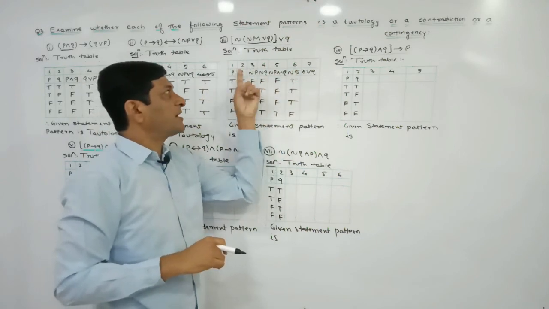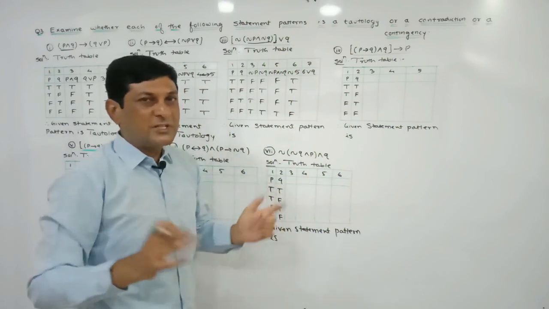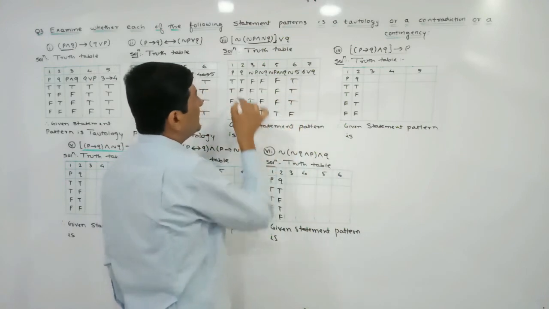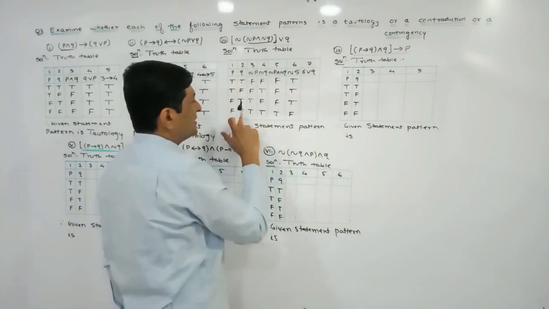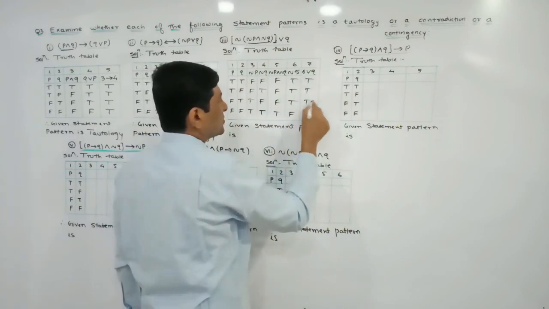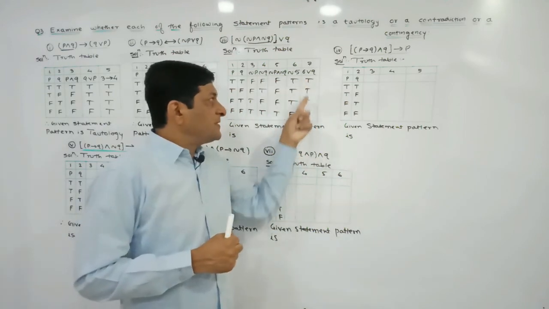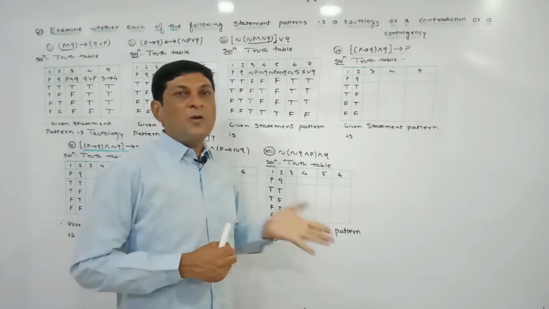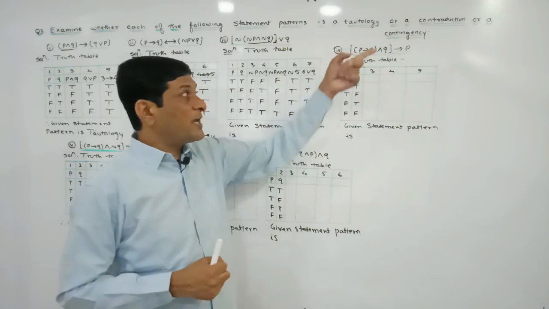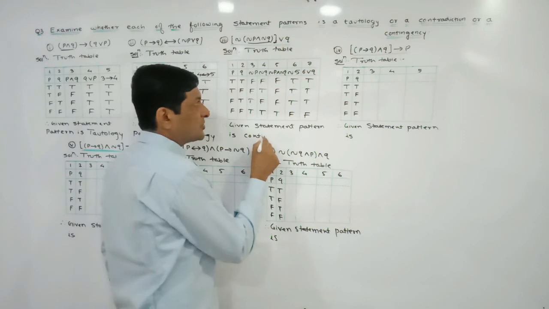These two statements we are connecting by which logical connective? OR. So in case of OR, if at least one statement is true, the result will be true. So here true, true, true is there, and in the last case both are false, so the result is false. True, true, true, and lastly false. So we can observe that this statement is neither a tautology nor a contradiction, meaning all are not true and all are not false. Such a statement is called a contingency. Therefore the given statement pattern is a contingency.